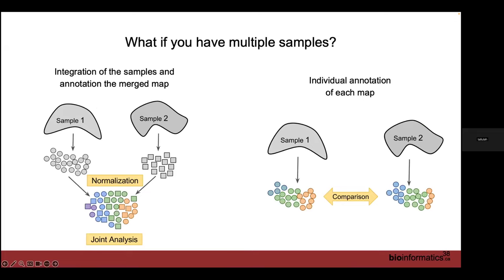So what if you have multiple samples? You have two options for how to annotate multiple samples. Most people will integrate those samples together into a merged map, and then jointly analyze them, doing clustering, dimensionality reduction, all that stuff, and annotation. But you can also take each sample separately and annotate each one and then compare between them. That'll be a lot more work, but it's still a completely valid way of doing it. And it's actually very recommended if you have difficulty interpreting your data sets. Try just annotating each one separately and see if you still have the same cell types between those samples. And then you can validate your integration method is actually working properly using your annotations from each sample.